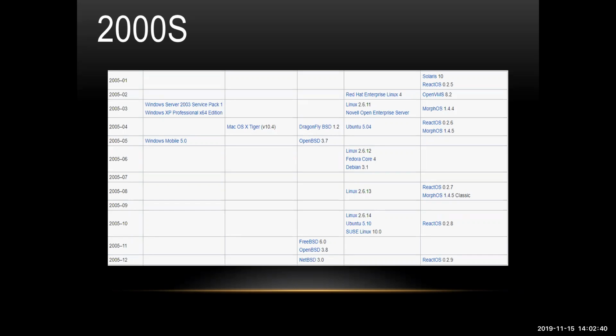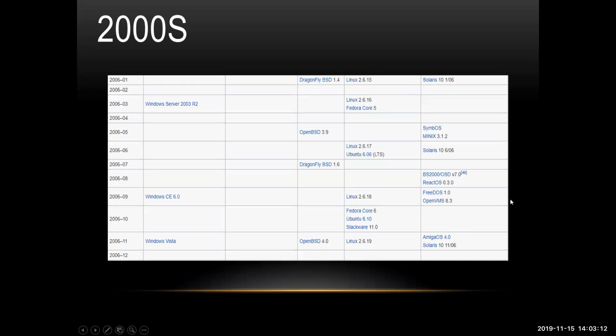And then October 2005, we had Linux 2.6.14, Ubuntu 5.10, SUSE Linux 10.0, and then ReactOS 0.2.8. Then November, we had FreeBSD 6.0 and OpenBSD 3.8. And then December of 2005, we had NetBSD 3.0, and lastly, ReactOS 0.2.9. And then 2006 came. For January, we had DragonFly BSD 1.4, Linux 2.6.15, and Solaris 10.